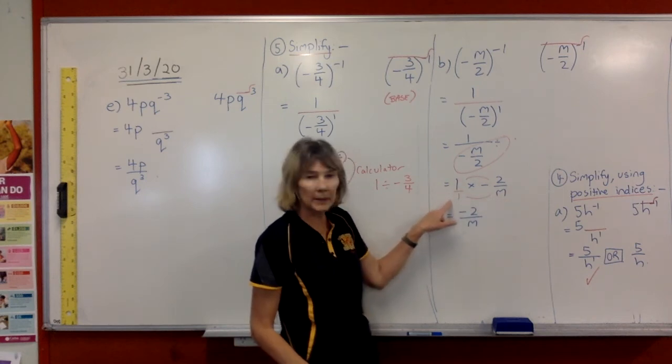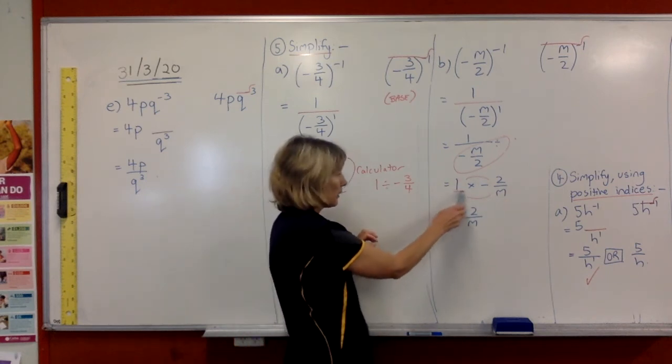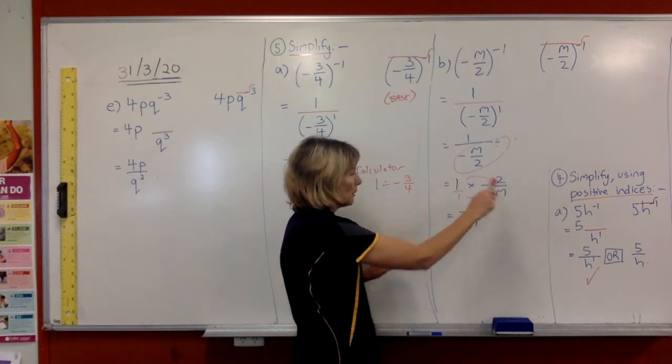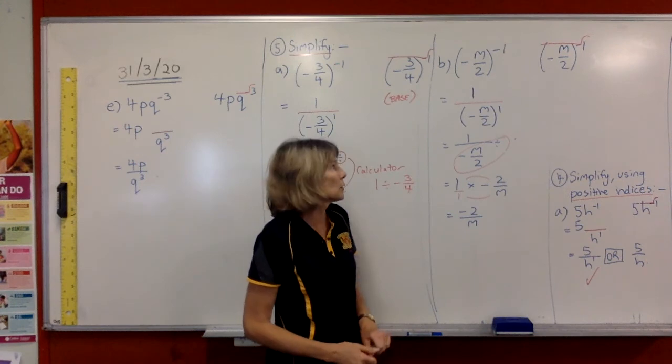So we need a denominator here so we can continue. It's got no denominator, so make sure you put a 1 there. Times your tops, times your bottoms, and you'll get your answer, minus 2 over m.